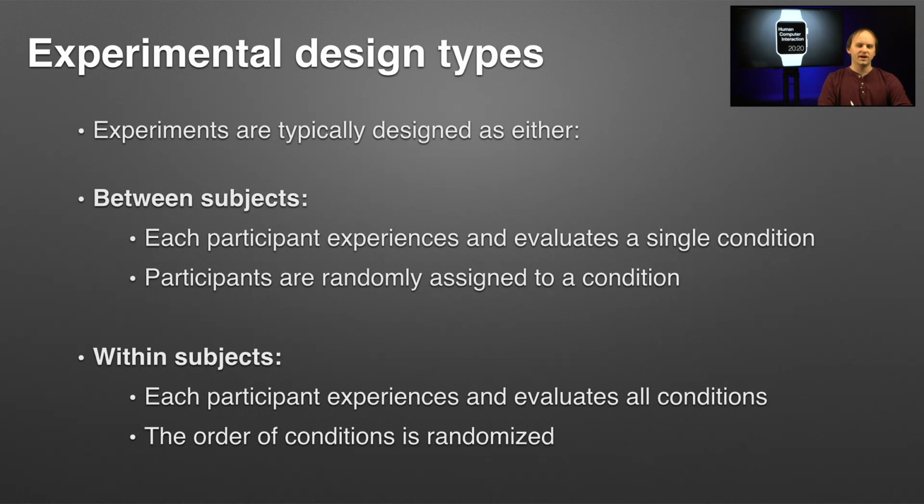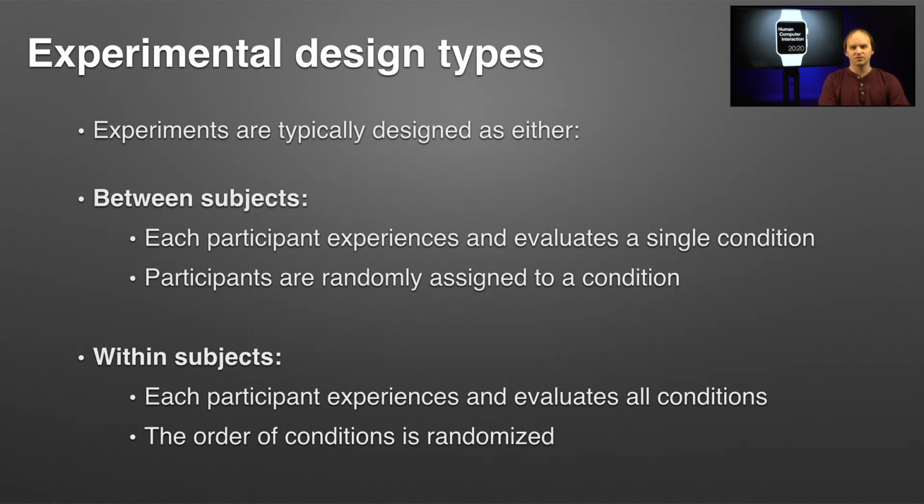So if we had our app where we had one with the red background and one with the green background, a person would come in and they would either get the red one or the green one, and they would evaluate it. And it would be random which one they were assigned to. And they would never see the other one. Another person might see the other one.